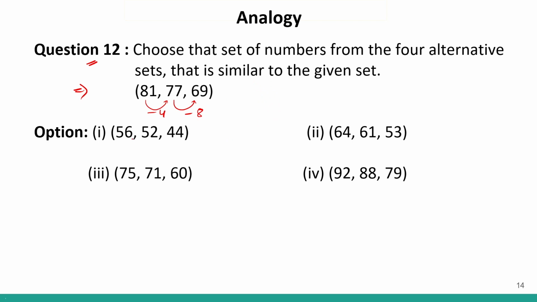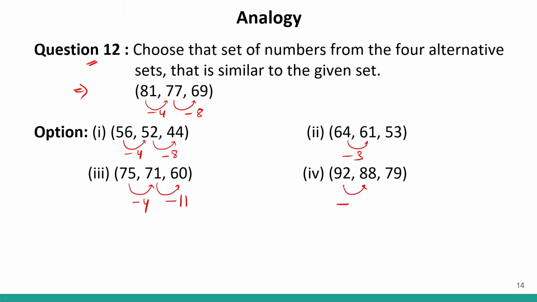So now let us check. 56 to 52 is minus 4 and 52 to 44 is how much? 52 to 44 is minus 8. Correct? Now, over here, if I look, 75 is minus 4, but this one is minus 11. Correct? This one is minus 11. Over here minus 3. So don't proceed.